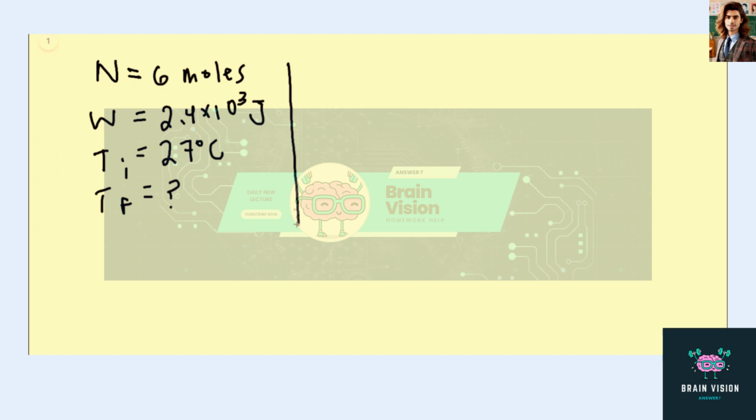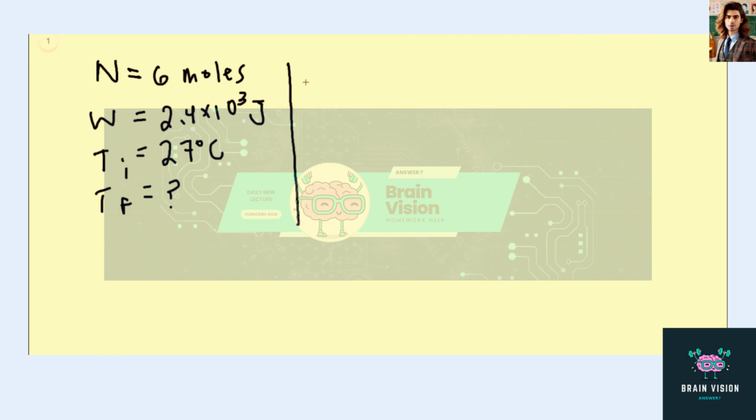Great. So just to give an overview of what we're going to do to solve the problem, we're going to use the definition of work being the integral of P delta V to obtain the quantity P delta V. And then we're going to use the ideal gas law to relate P delta V to the change in temperature.